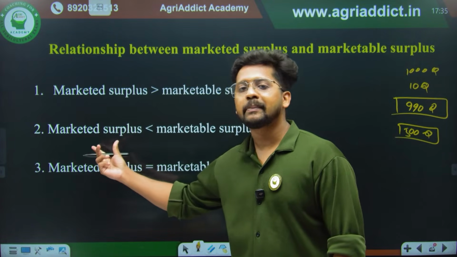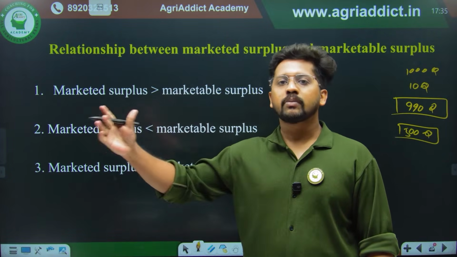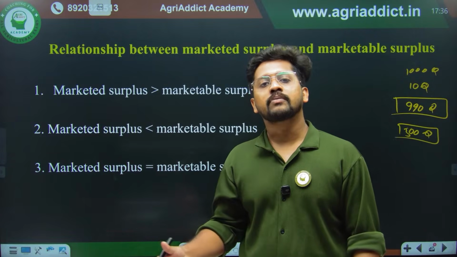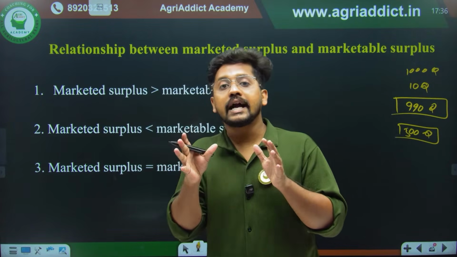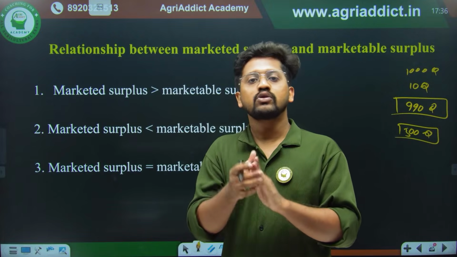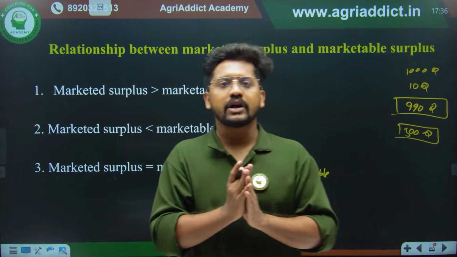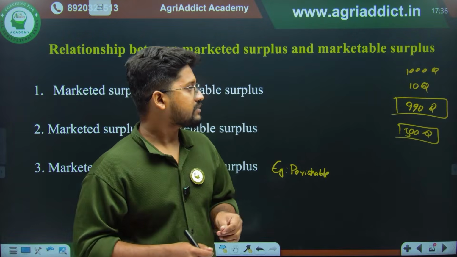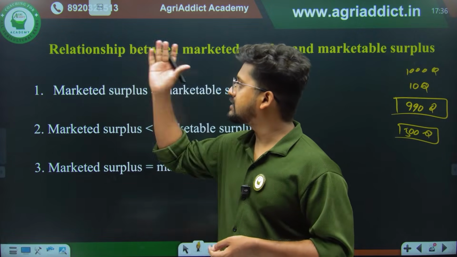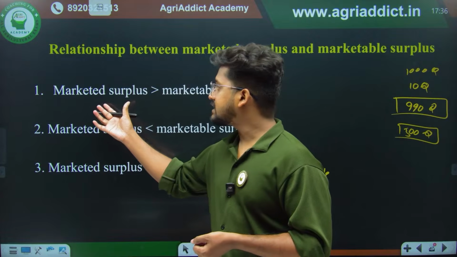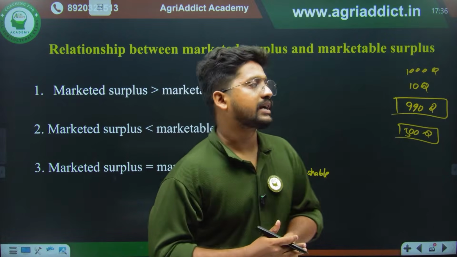So this happens in the case of durable commodities like food grains, or for large farmers or progressive farmers who have adequate facilities to store this. Until and unless you can do that, right? Such a relationship happens in the second scenario. Then what happens in the first scenario? Marketed surplus is greater than marketable surplus.